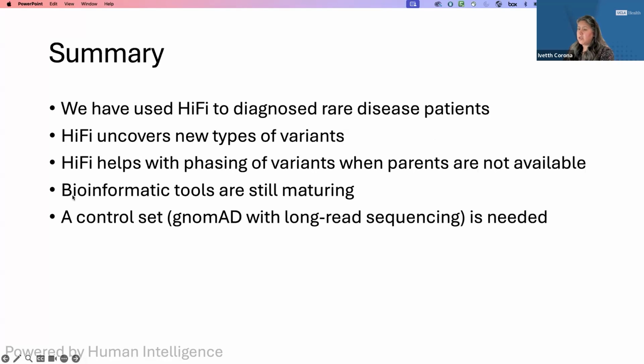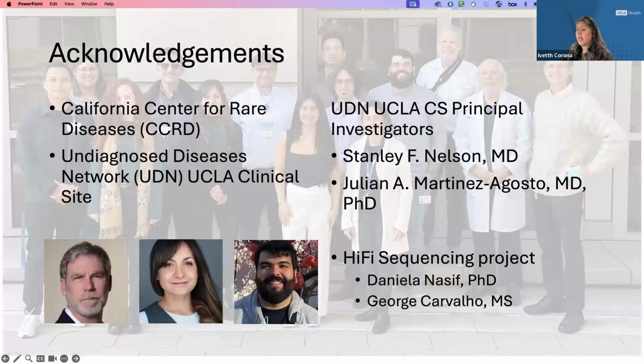So what I also tried to tell you is that bioinformatic tools are still maturing, but that doesn't mean that you shouldn't do long read. I mean, we need more controls. So if you have the opportunity to do long read, you should join the effort of getting them sequenced. So we have more controls, and we're actually able to solve cases or solve more cases using this technology. And then that's basically what I have prepared.